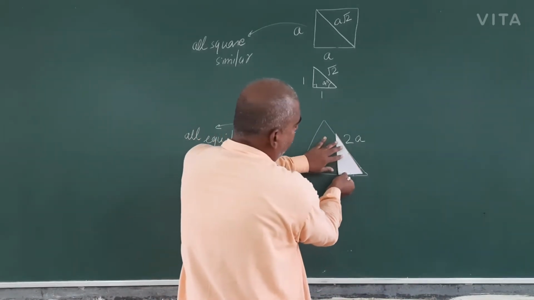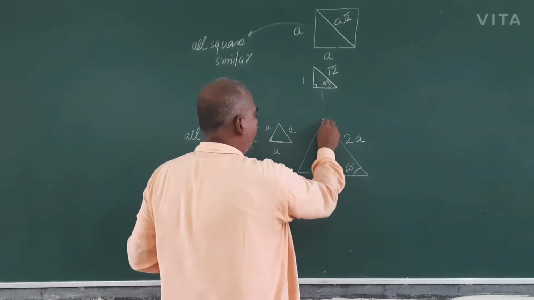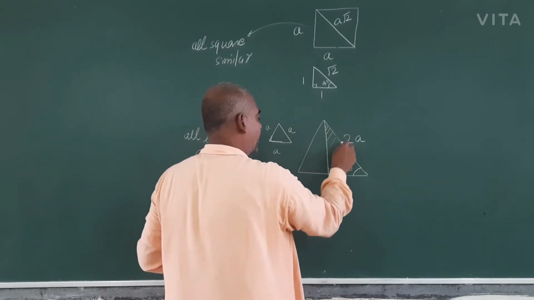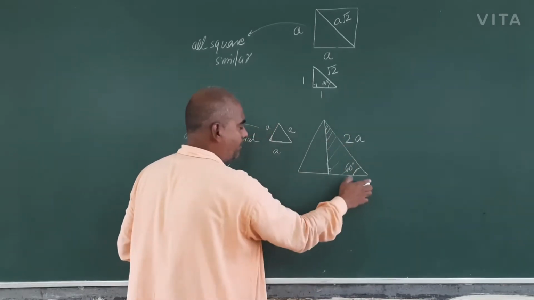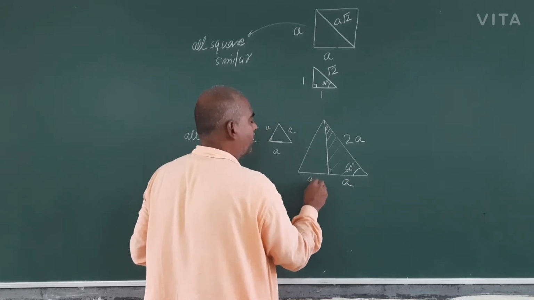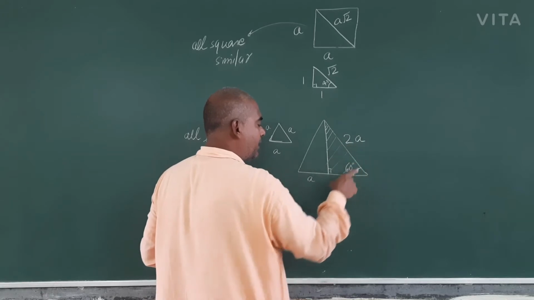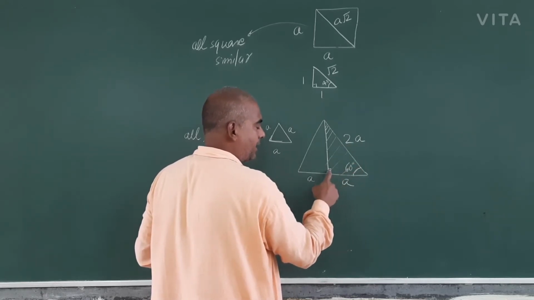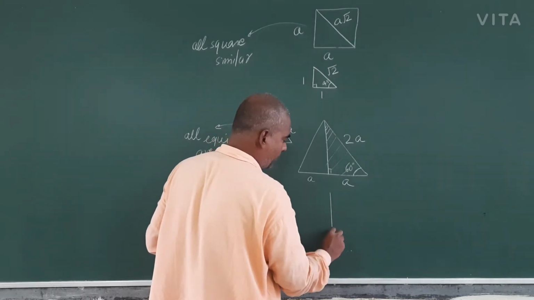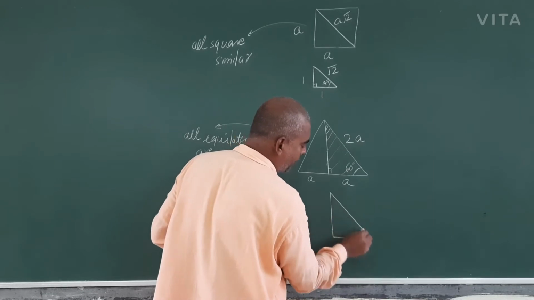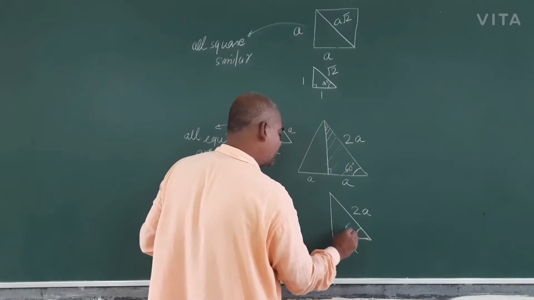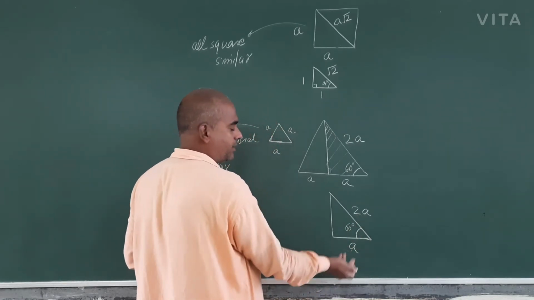But I have taken 2A for the ease of your calculation. This type of triangle you will have when you draw a perpendicular bisector. At that time the whole side was 2A, so this will be A and this will be A. So it is 2A, it is A, and this is 60 degree, this is 90 degree. So using Pythagoras theorem, if you know these three things, this is 2A, this is A, and this is 60 degree, the three things are enough.